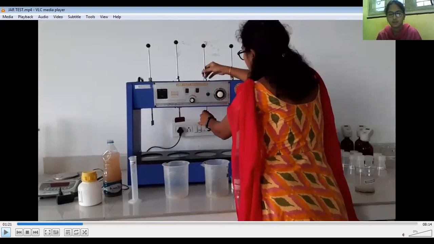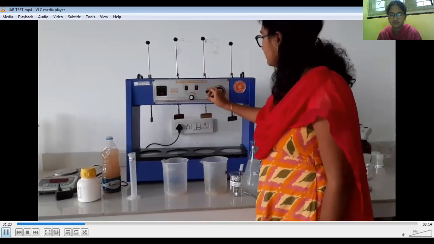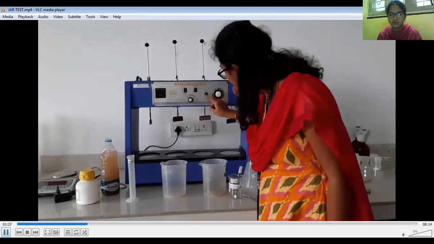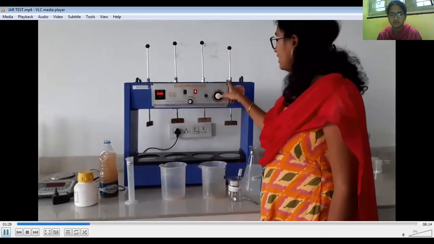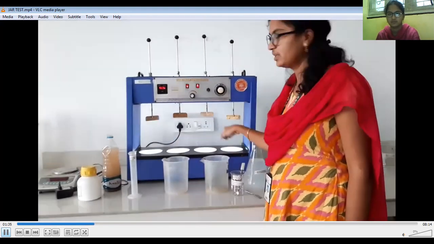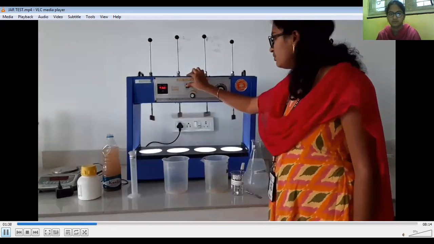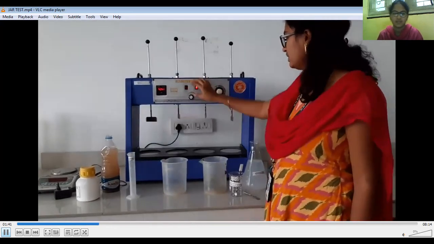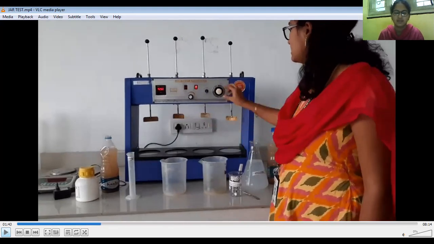That particular equipment consists of stirrers that move individually up and down and lock in position, and an electric motor operates the stirrers. We have speed controllers that require a speed between 0 to 130 RPM, and also this machine is helpful in measuring the speed.